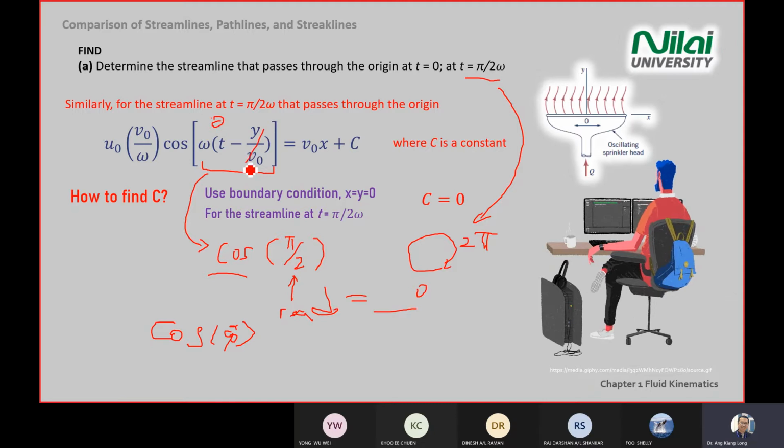Because this is 0. This is 0 because your y is 0. All right, so cos 0 is 0. Your x is 0, so on the left hand side it is totally 0, although the front one is a constant value. A constant value times 0, you get 0. So C is 0. Okay, yeah.